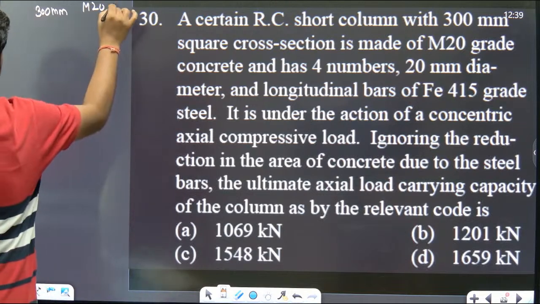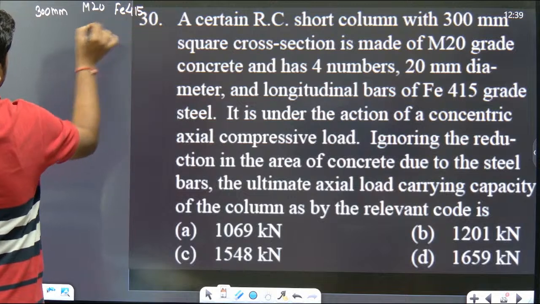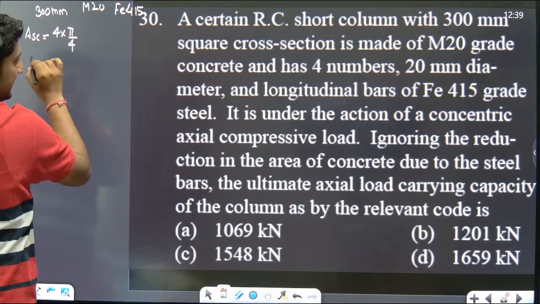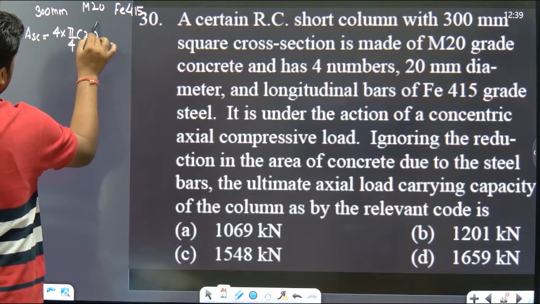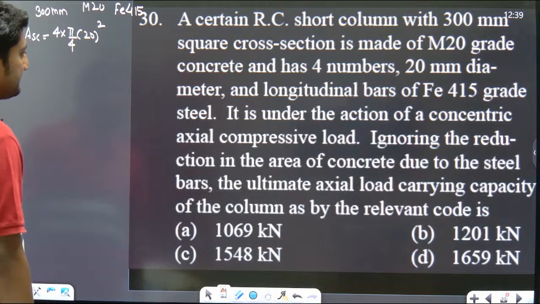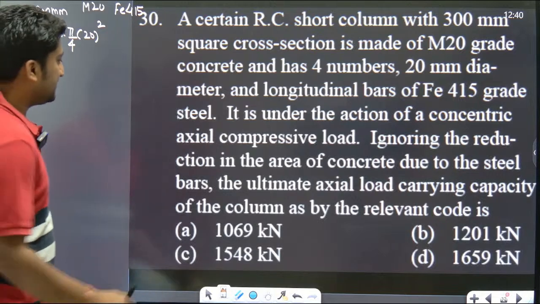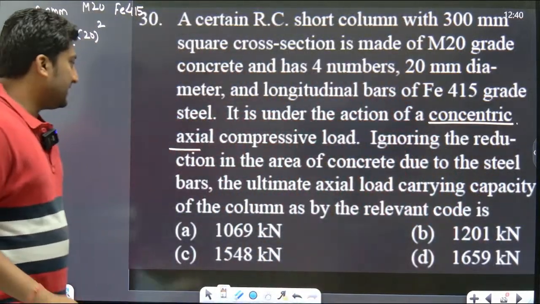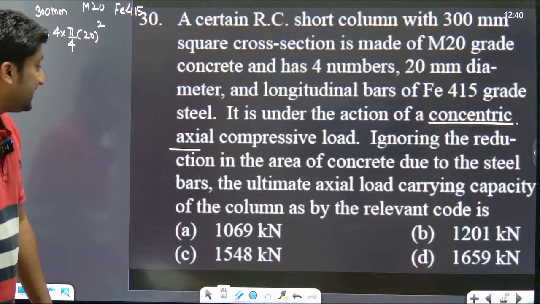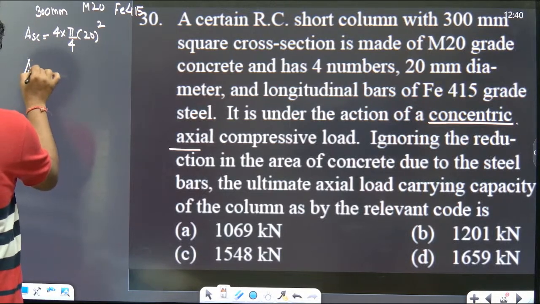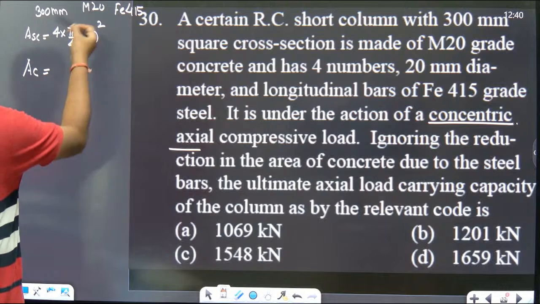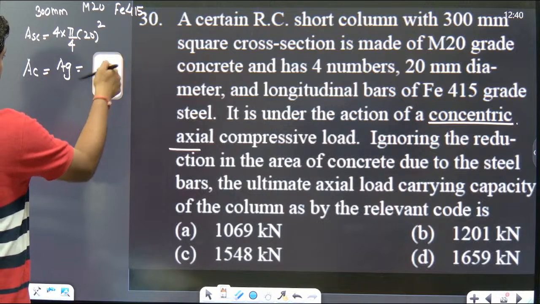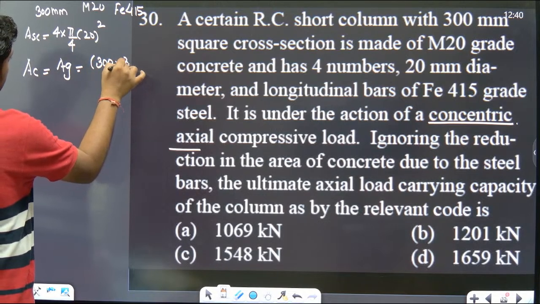The grade of steel is Fe415. What is the area of steel in compression? That is 4 bars of 20 mm diameter. Yes or no? This is a concentric axial compression load. Please remember concentric axial load, ignoring the reduction in the area of concrete due to steel bar. So in the question, what is the area of concrete? Because there is no reduction, the gross area is nothing but the area of concrete. What is the gross area? Gross area is nothing but 300 into 300. This is given in the question.